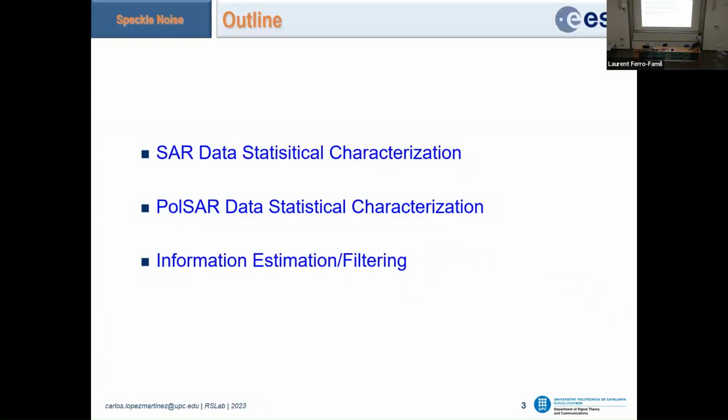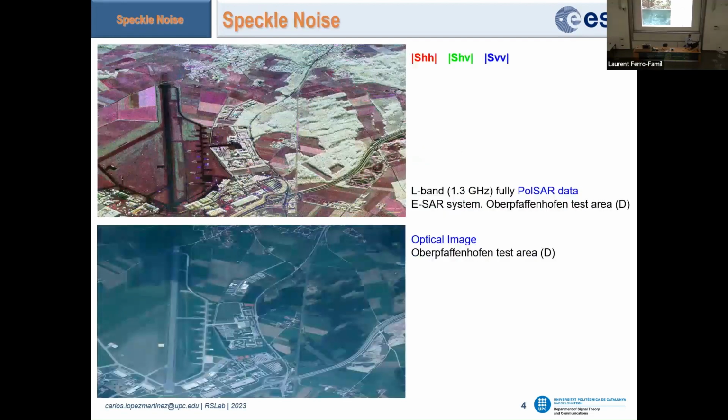The outline of the presentation is going to be like this. First of all, I need to introduce you the statistical principles of SAR data, because on that I will construct the polarimetric SAR data statistical description. And as already Laurent introduced, I will explain the need of the speckle noise filtering, of the estimation of information in the case of polarimetric data.